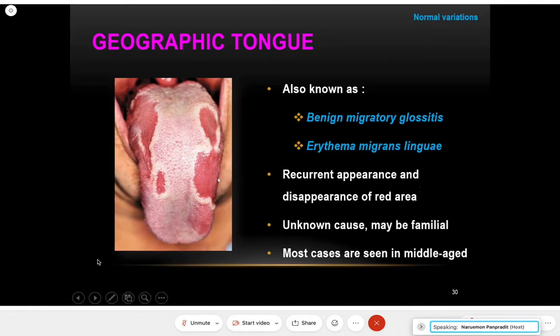These two phenomena change from area to area. Some report day by day. And the shape is irregular, so that's why they call it geographic tongue. They don't know the cause of why it becomes like this. Someone thinks about a familial relation, but not in every case. So they still say it is an unknown cause. And most cases are seen in middle age. That's why maybe younger people do not come to you early, but most of them are in middle age.